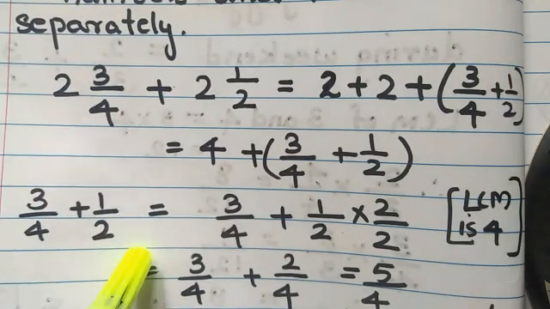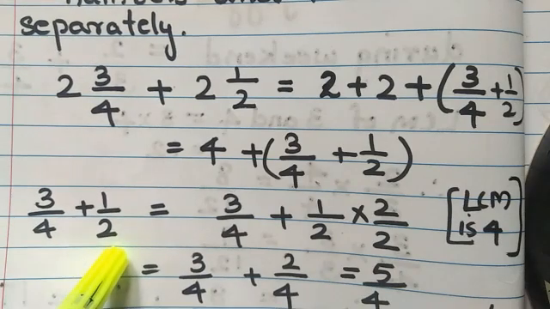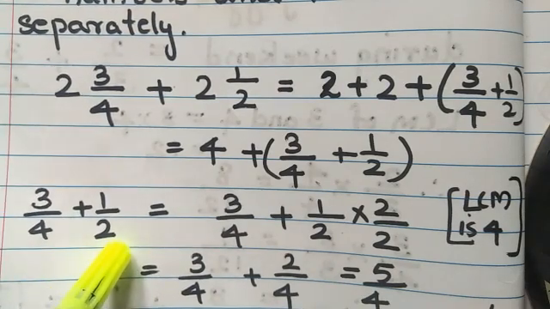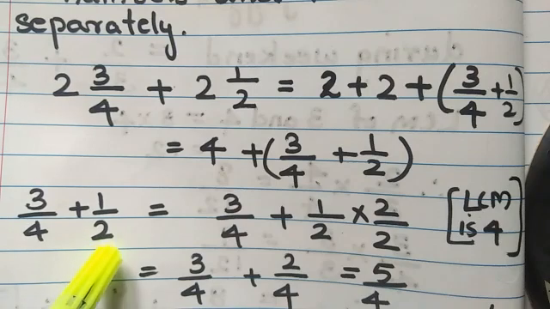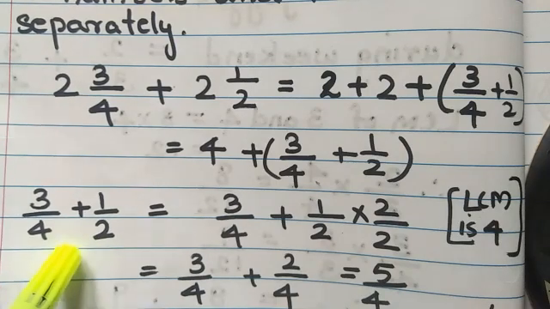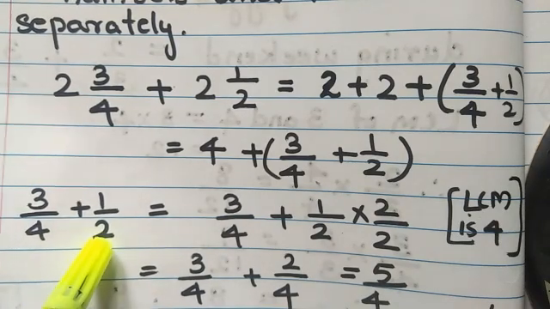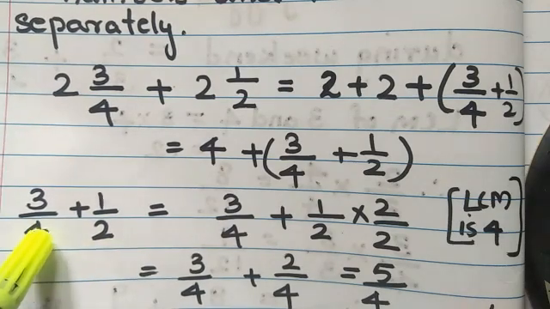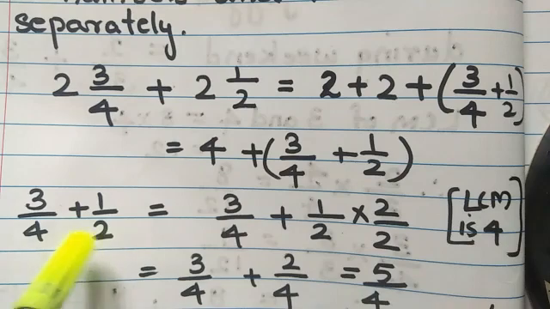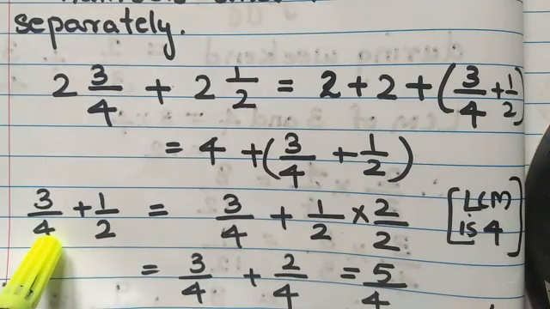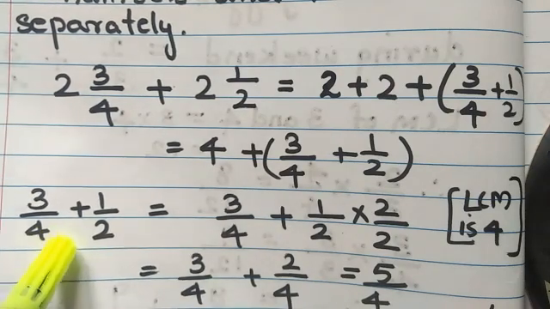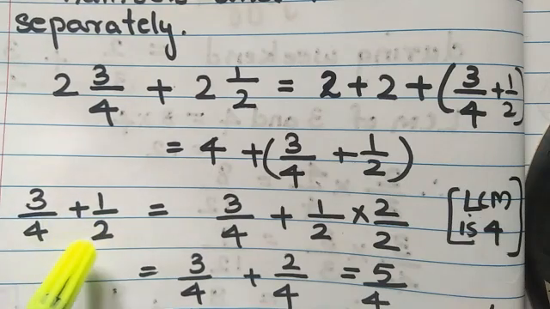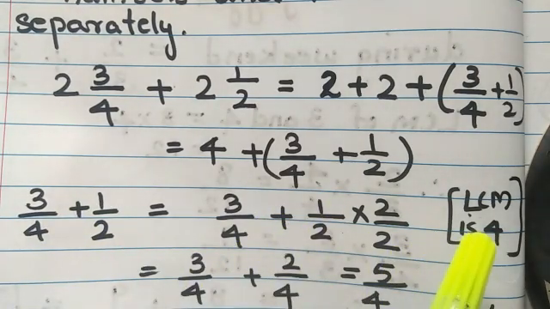Which are the denominators? 4 and 2. What will be their LCM? 4. LCM means least common multiple. Here the common multiples are 4, 8, etc. So here the least common multiple is 4. Okay, in the working column you find the LCM. We will get LCM as 4.